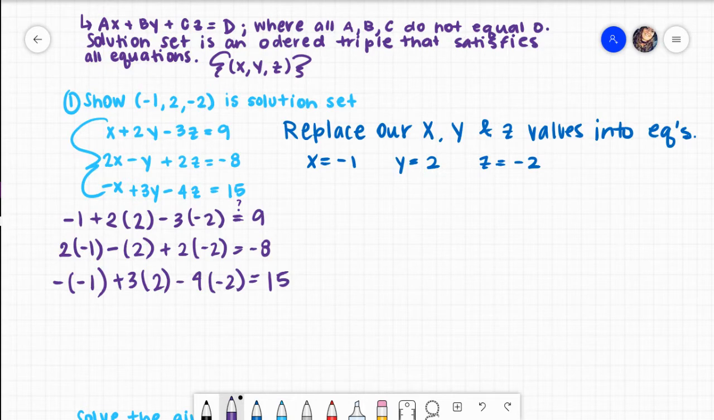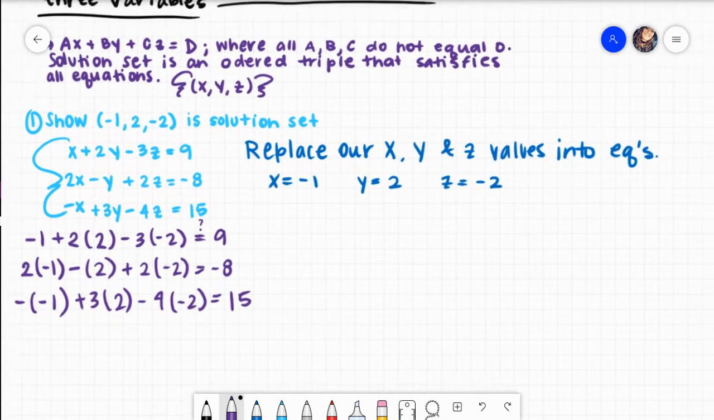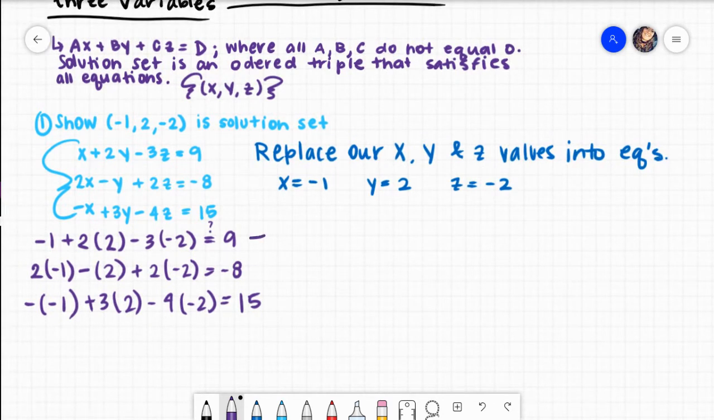So technically, saying that the left-hand side equals the right-hand side, you could do an example where that ends up being false. And so, that would mean that that ordered triple is not a solution. So let's just go ahead and solve these. As far as space is concerned, I'm just going to solve them horizontally. I'm just going to move to the right.